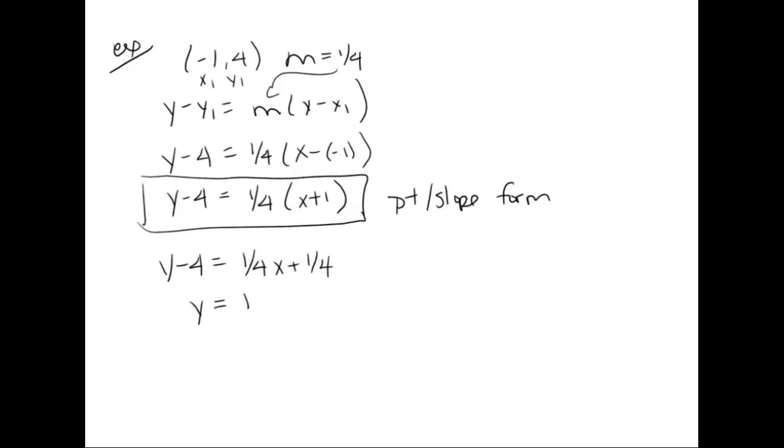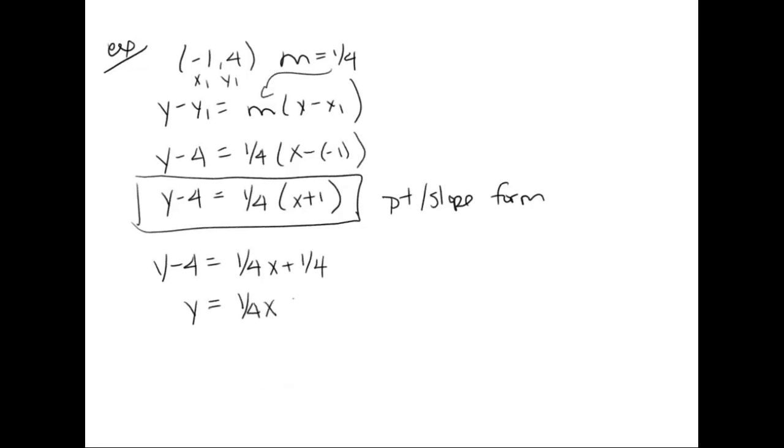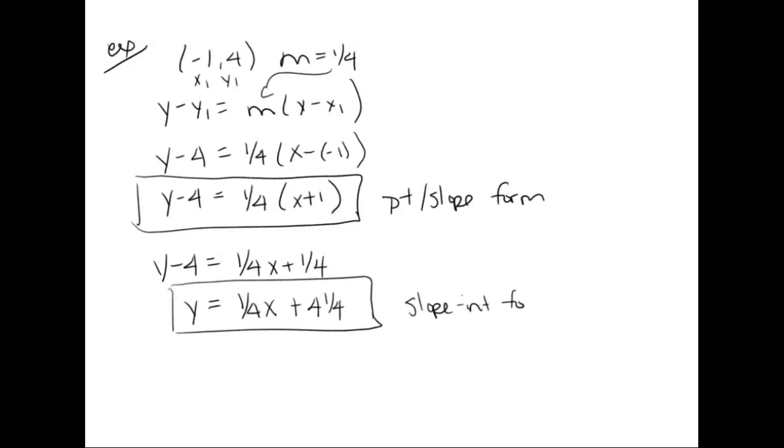And then we're going to add 4 here. And then you can write 4 and 1/4 if you want, or you can put it as an improper fraction, whichever you feel more comfortable with at this point. The mixed number actually makes it a little bit easier to graph. So this is slope-intercept form. And then, of course, we could graph this, right?